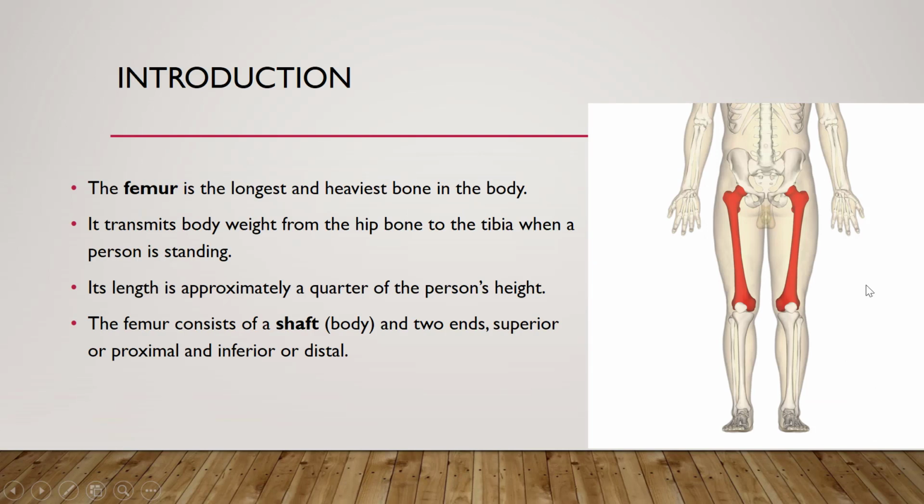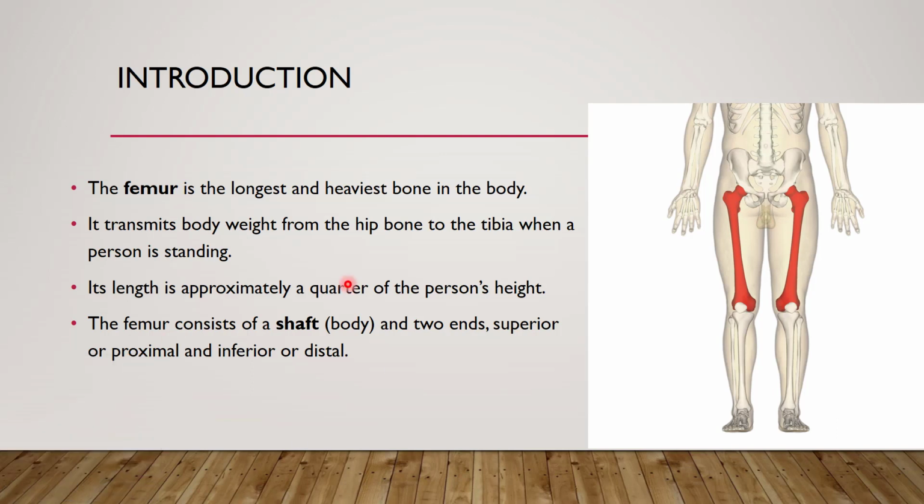The femur is the longest and the heaviest bone in the body. It transmits the body weight from the hip bone to the tibia when a person is standing. Its length is approximately a quarter of the person's height. The femur consists of a shaft or a body and two ends. One is superior end and one is inferior end.